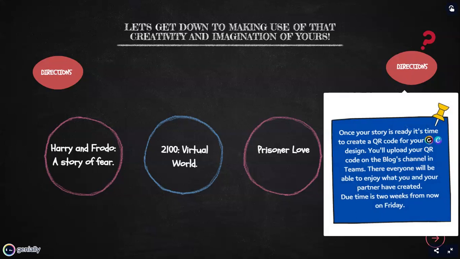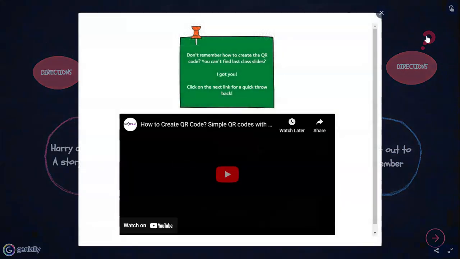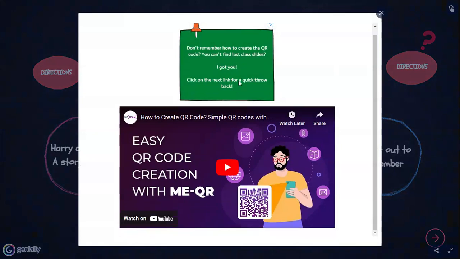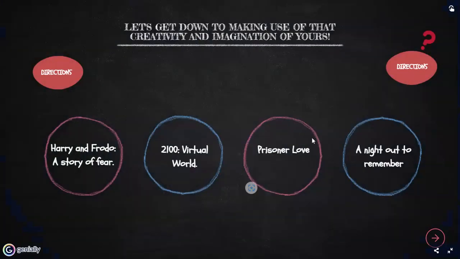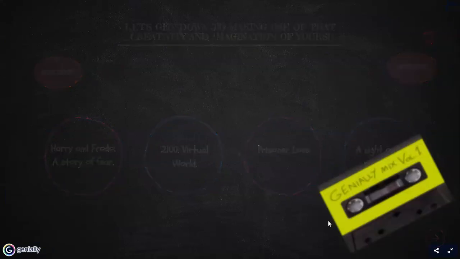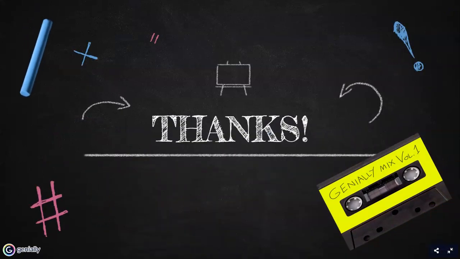They will share this QR code with their partners on Teams or on a blog or on the platform they are working on. So this is how we finish. If they do not remember when you told them how to create QR codes, here they have this tutorial, a really quick tutorial to remember. And here we are using the five skills. Five skills. So thank you.